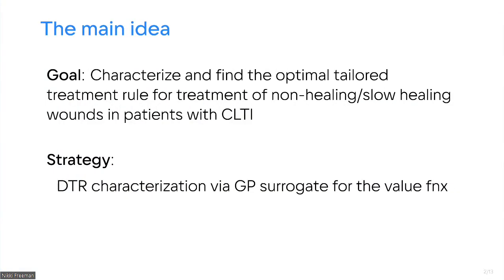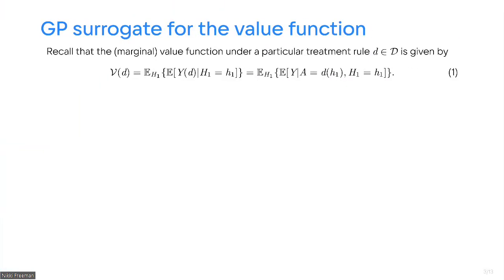And our strategy is we're going to do characterization via a Gaussian process surrogate for the value function. All right. So what does that mean? Well, remember we were just talking about what is precision medicine, and we formalized this. We're going to imagine that we have some particular treatment rule D, and the value of it is just the expected value we would observe if everyone were treated according to that rule in the population.